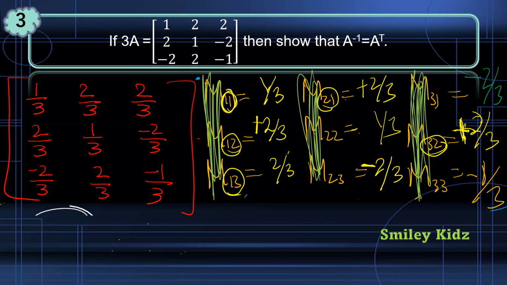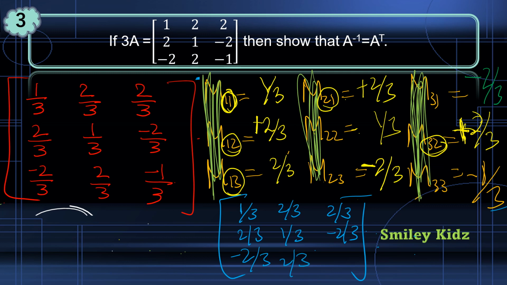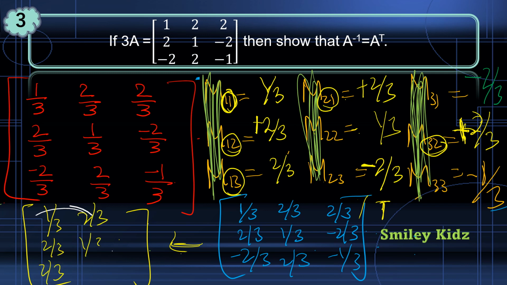Now let's build the cofactor matrix right over here. That is going to be 1 by 3, 2 by 3, 2 by 3. Now 2 by 3, 1 by 3, minus 2 by 3. Then minus 2 by 3, 2 by 3, minus 1 by 3. These are our cofactors. Now if we find out the transpose of this, you will get the adjoint of A. Alright. Now what will it be? 1 by 3, 2 by 3, 2 by 3. 2 by 3, 1 by 3, minus 2 by 3, minus 2 by 3, 2 by 3, minus 1 by 3. This is our inverse of matrix A.